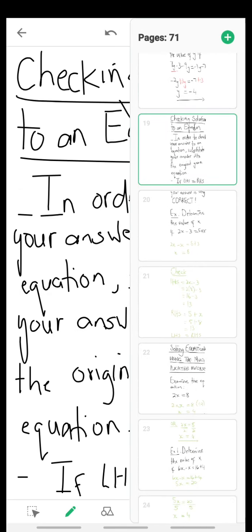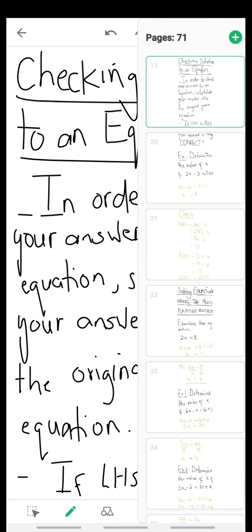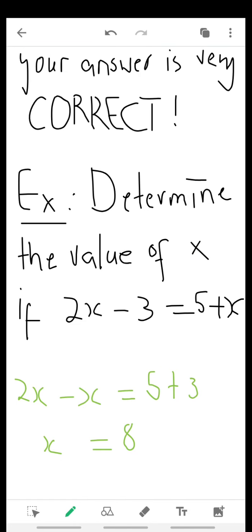Okay. Now, very important, checking solutions to an equation is one of the important steps that you should always consider. So what are we saying? After finding your answer, you can take it and substitute it back into the original given equation. And then if the left-hand side is equal to the right-hand side numerically, then it means your answer is correct. Okay. So in order to check your answer to an equation, you have to substitute your answer into the original given equation. And if the left-hand side equals the right-hand side, your answer is correct. Very, very correct.